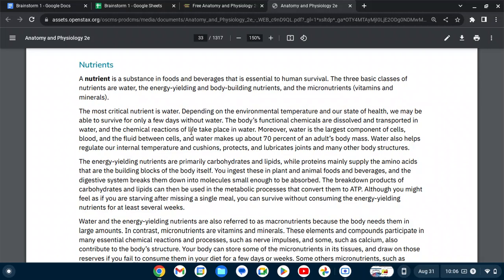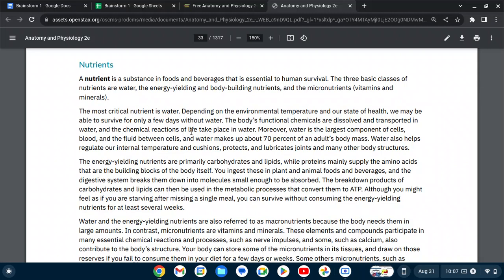Nutrients. A nutrient is a substance in foods and beverages that is essential to human survival. The 3 basic classes of nutrients are water, the energy-yielding and body-building nutrients, and the micronutrients. The most critical nutrient is water. Depending on the environmental temperature and our state of health, we may be able to survive for only a few days without water. The body's functional chemicals are dissolved and transported in water, and the chemical reactions of life take place in water.